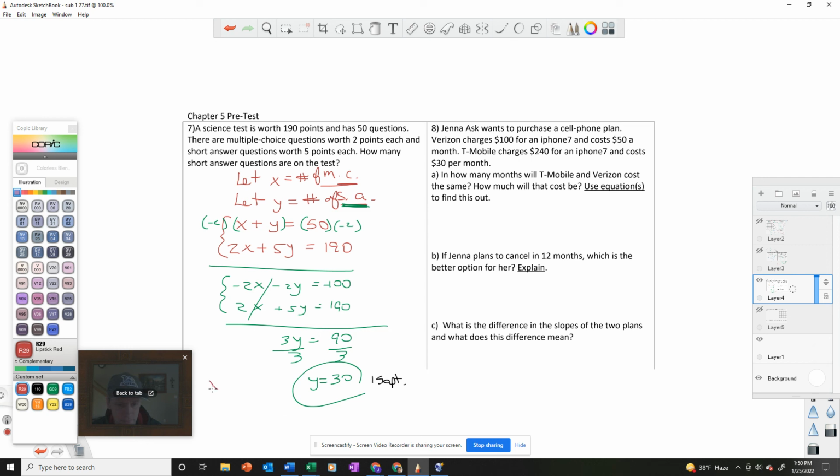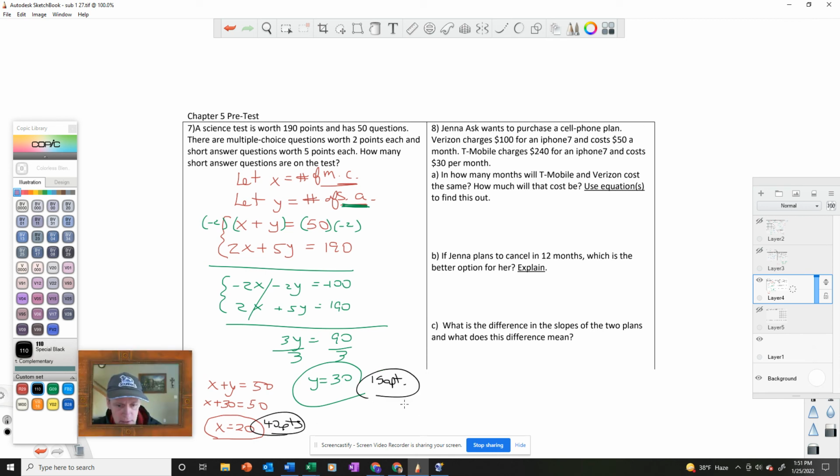Well, I know that there are a total of 50 questions. And if there were 30 short answer, that must mean that there are 20 multiple choice. And each of these are worth 2 points each for a total of 40 points. So 40 points and 150 points makes 190. So yep, that's right. There are 30 short answer questions and 20 multiple choice questions.